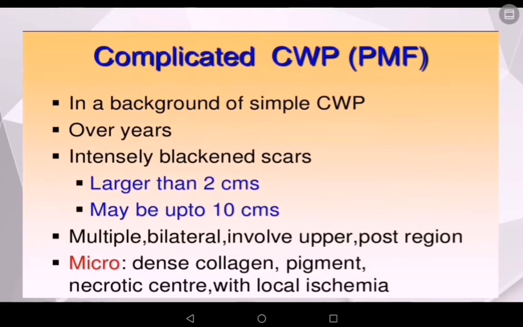The third and the last type is complicated coal workers pneumoconiosis, which is also known as progressive massive fibrosis, as I told you before. It occurs in the background of a simple coal workers pneumoconiosis and occurs over a period of long years. It is characterized by fibrotic opacities with or without necrotic centers and intensely large blackened scars, especially in the upper lobes. These can be larger than 2 centimeters and maybe up to 10 centimeters. As I have told you before, most commonly the upper lobes will be involved, and the lower part of the upper lobe is heavily involved. Microscopy will show dense collagen, pigment, and a necrotic center with local ischemia.